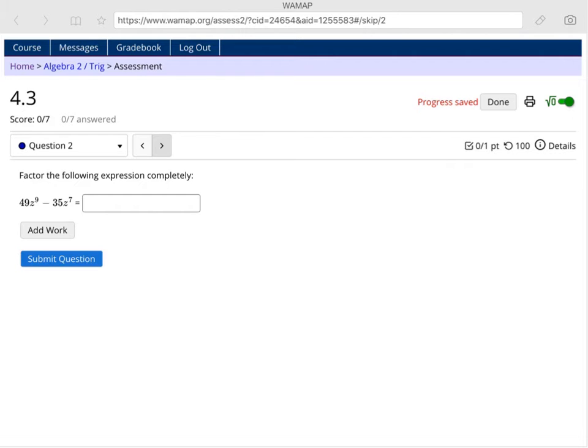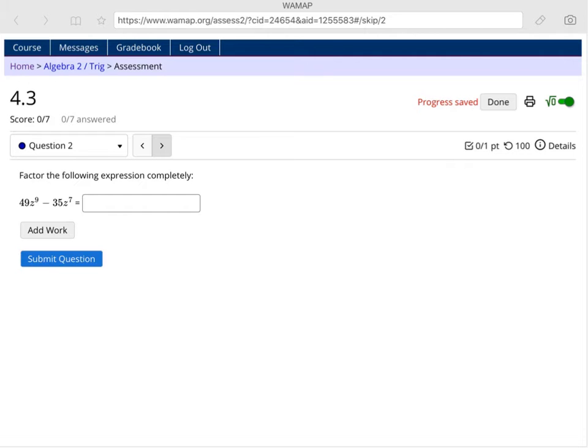All right, and so what that means then is that I'm going to have a 7 out front of my parentheses, and on the inside, well, if I do the 49 divided by 7, that gives me 7, so I know there's going to be a 7 on the inside. And if I do the 35 divided by 7, that gives me 5, so I know there's also going to be a 5 on the inside. And that minus right here, that is still just going to be hanging out there inside our parentheses as well. So we got our minus there. All right, now this is just work so far.